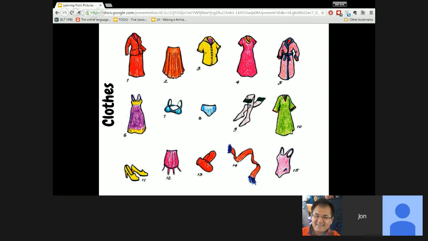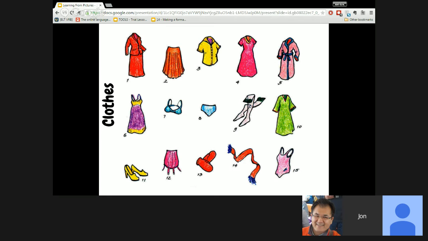Okay? So, here's what I'd like you to do. I'd like you to say something about the item of clothing that you see on the page. You can go in any order you like, it doesn't matter. So say something about it or describe it, and then we're going to guess what number it is and say what it's called.